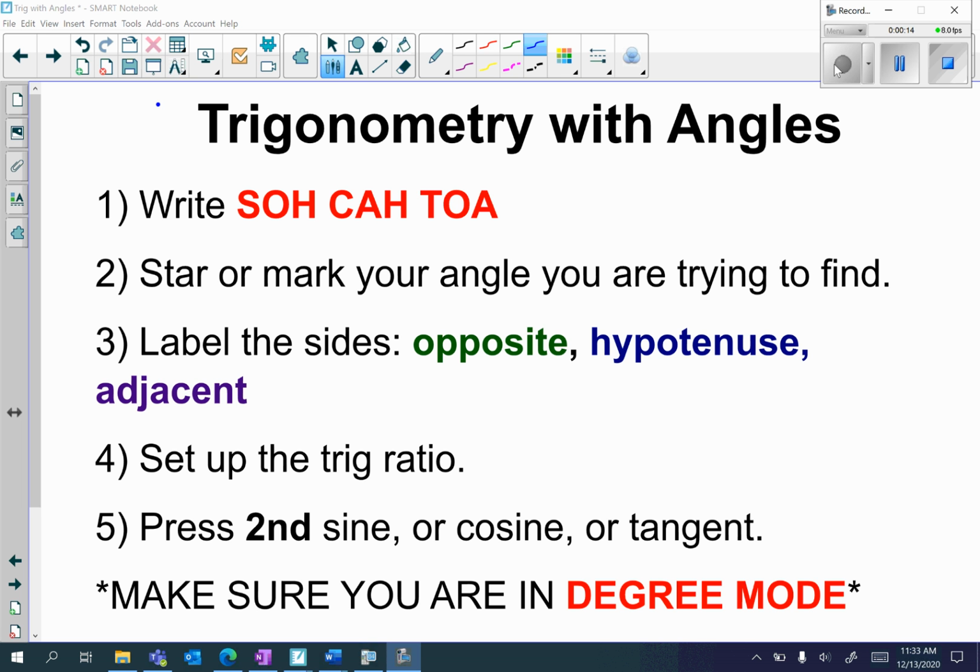So step 1, write SOHCAHTOA. Step 2, star or mark your angle you are trying to find. Step 3, label the sides: opposite, hypotenuse, and adjacent. Step 4, set up the trig ratio. Step 5, you're going to press second whatever trig ratio you're using, whether it be sine, cosine, or tangent. And don't forget, you need to be in degree mode. Let's look at a few examples.